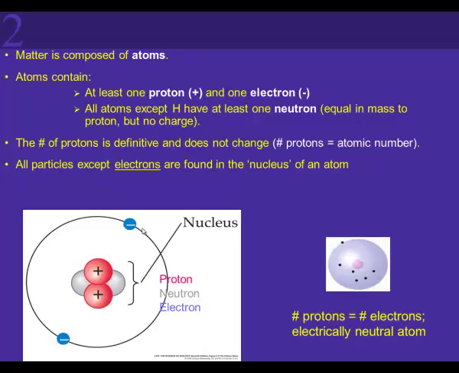In addition to protons and electrons, all atoms except hydrogen have another kind of particle in the nucleus, which is called the neutron. Neutrons and protons are of equal mass. They are both equal to a mass of 1 Dalton. The difference between them is simply that a proton has a positive charge and a neutron does not have a charge. The number of protons in an atom is extremely important. In fact, it determines what kind of element a particular atom comprises. So the number of protons is definitive and it does not change. And so the number of protons is referred to as the atomic number.